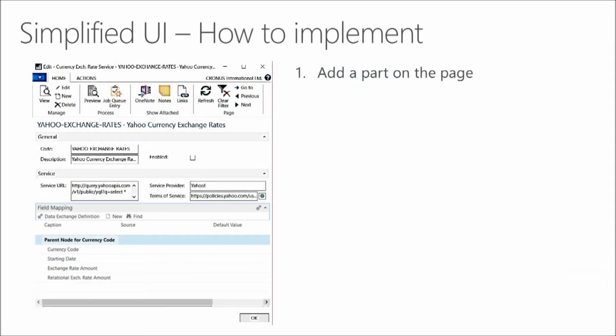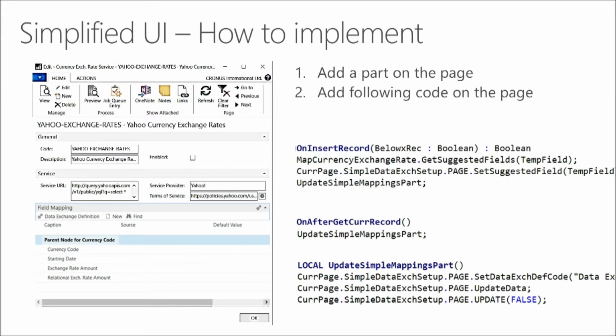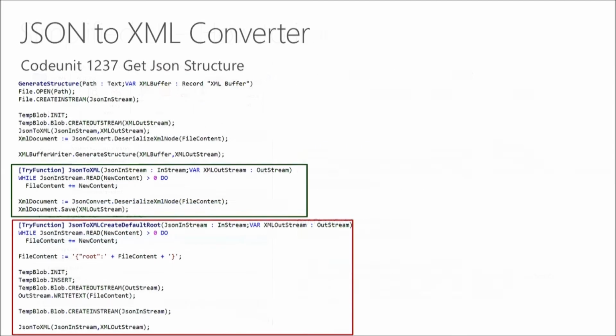For the code that you have to do to surface this functionality, you have to add the part on the page and add the following code on the page to connect it. So when you insert a record, this code is actually setting the suggested fields. You can tell the user which fields are necessary to be filled. Otherwise, the user can select them themselves. And on after get current record is actually populating the part if the definition is already there. So from the updated part, you need to set data exchange code and call the generic function that is updated. So as you can see, there is not a lot of code to be written to be reused.